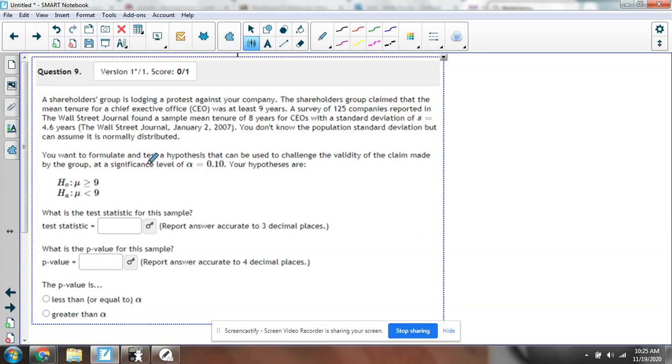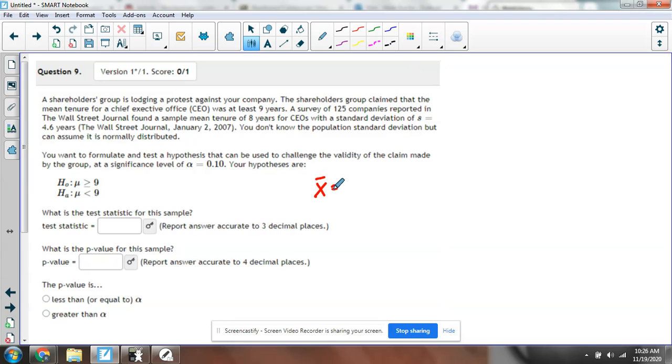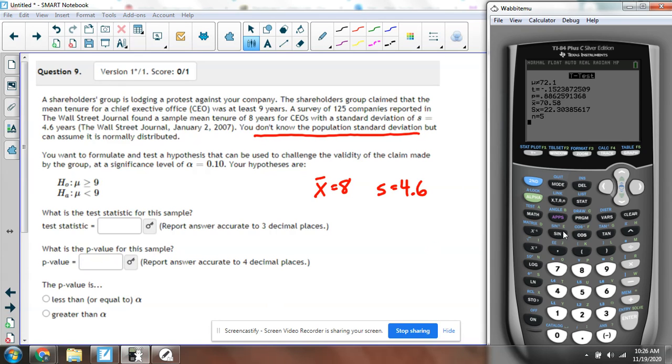Okay, question 9. Same thing. They give us all the stuff we need. Shareholders in protest claim that the mean tenure for chief executive officers was at least 9 years. A survey of 125 companies reported in the Wall Street Journal found a sample mean tenure of 8 years. So our x bar is going to be 8. Standard deviation is 4.6. We don't know sigma, so that's going to be a t-test.